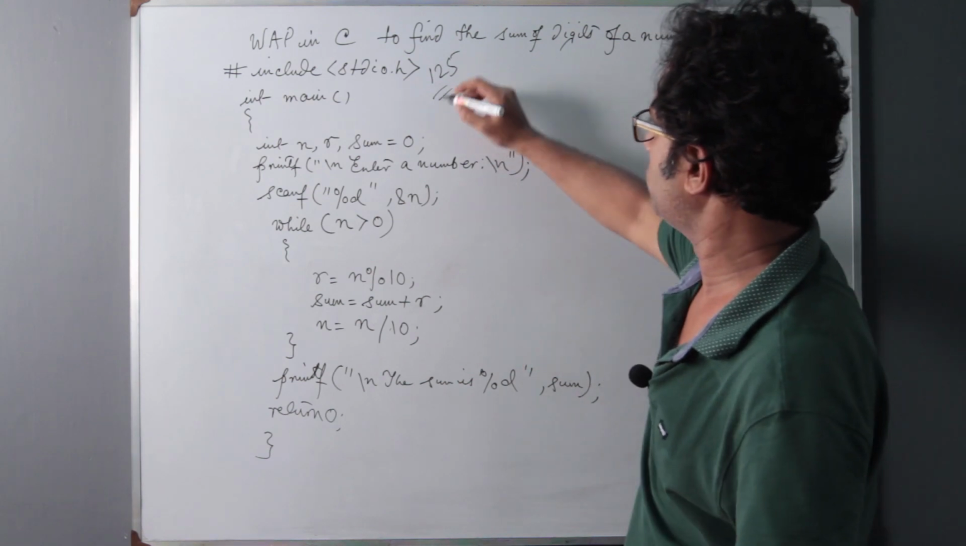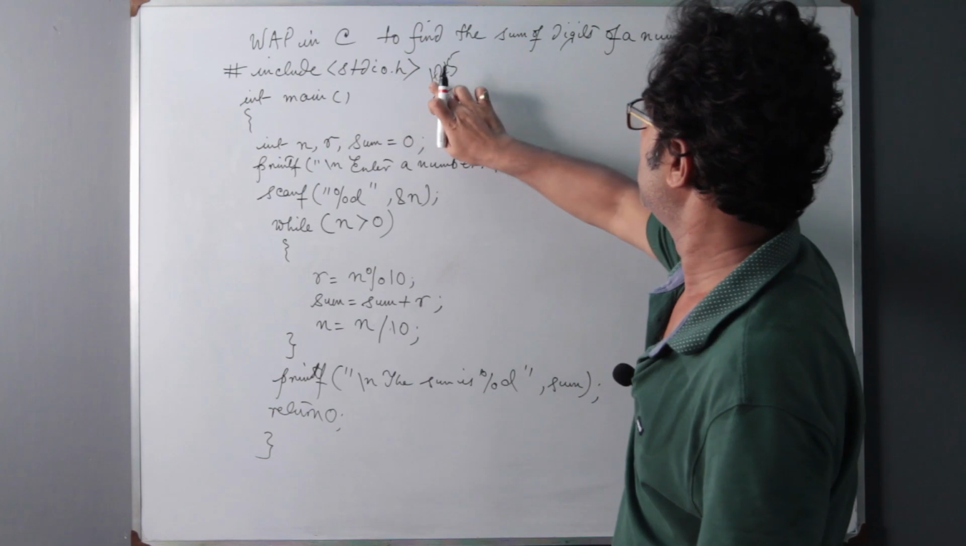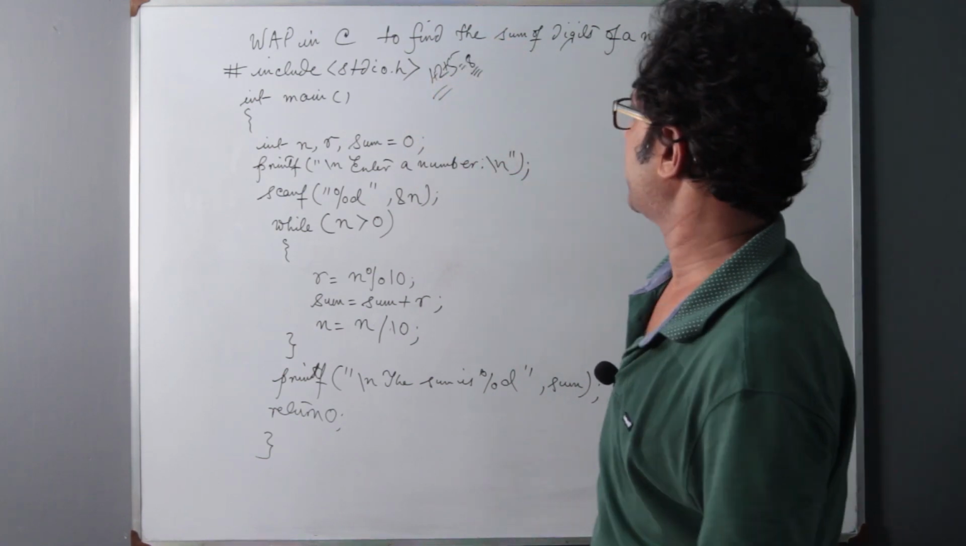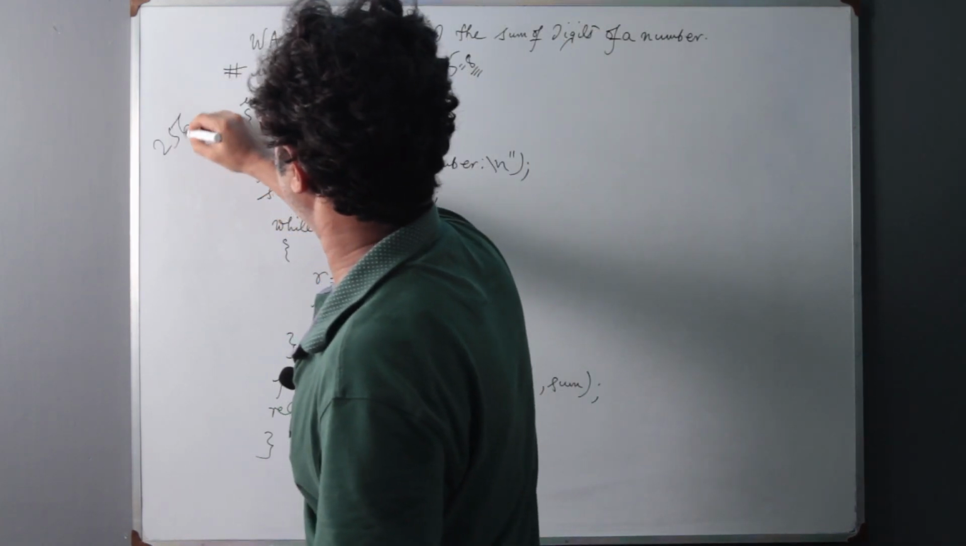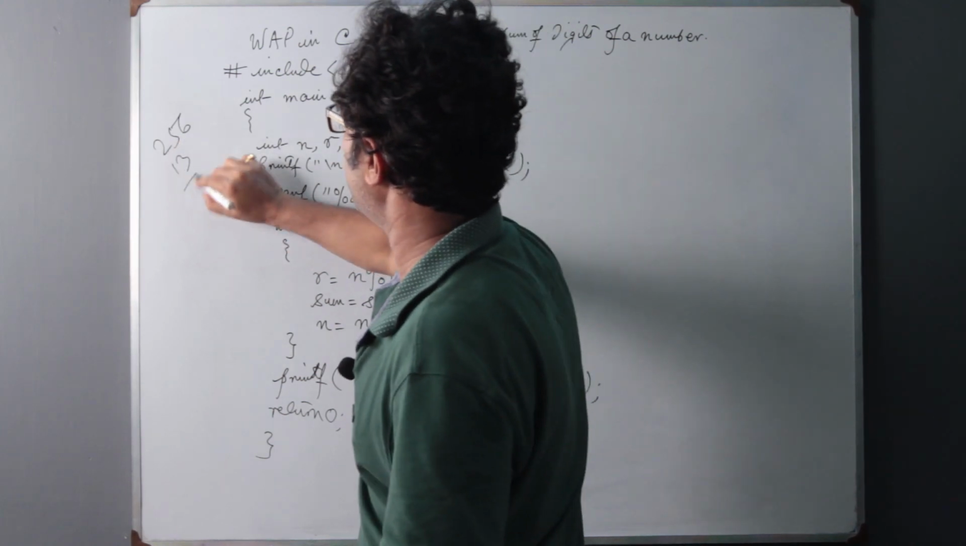So what will be the expected result? 1 plus 2 plus 5, that is 3 plus 5, which is equal to 8. So 8 will be the desired output. Suppose the user gives the number 256, then the result will be 5 plus 2 is 7, plus 6, that is 13, and so on.